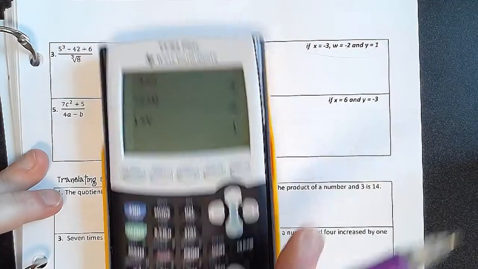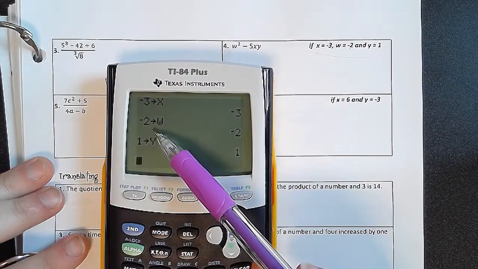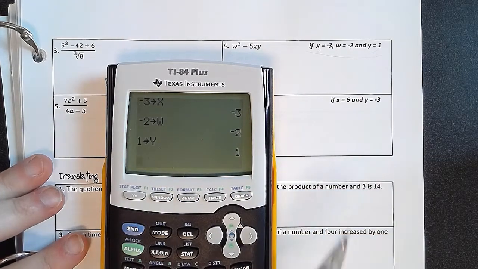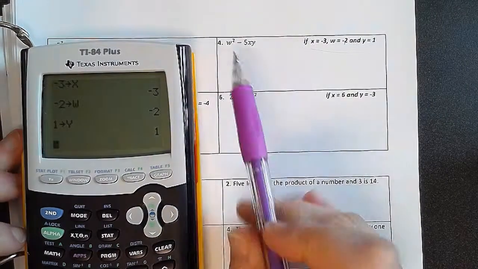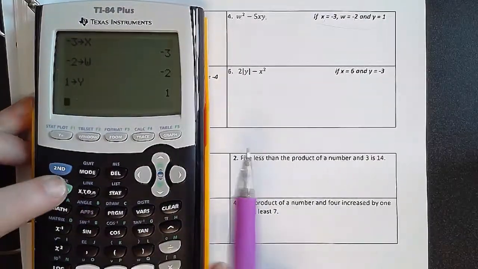Okay, so now when I enter this, I enter in the variables because I've already told the calculator every time you see x, I want you to give me a -3. Every time you see w, give me a -2, and 1 is y. Okay, so then I enter this exactly as I've seen it.